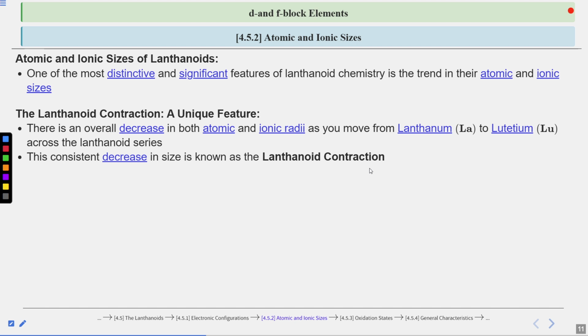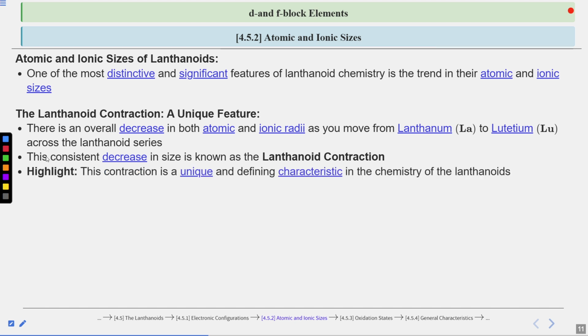Lanthanoid contraction basically occurs due to the poor shielding effect shown by the 4f electrons, which fail to protect the outermost electrons from the increasing nuclear charge. So the outermost electrons are affected by the increasing nuclear charge, due to which the atomic size decreases. This contraction is a unique and defining characteristic in the chemistry of lanthanoids.